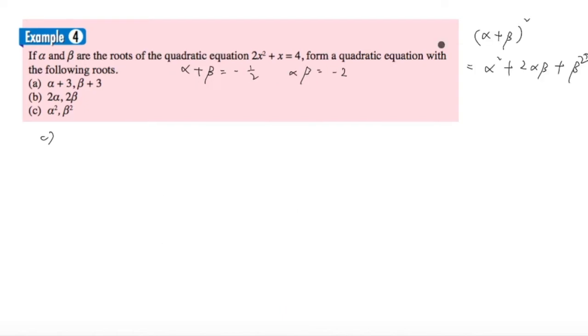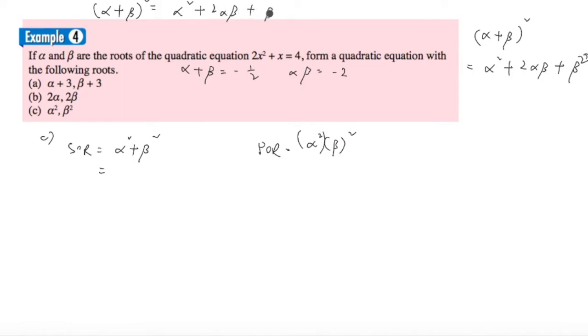This is for B. Now I want this only. Let's see. The sum of roots equals alpha square plus beta square, correct? The product of roots will be alpha square multiply beta square, these two multiply. So this one is applied here: alpha square plus beta square. Therefore, I only want alpha square and beta square, right? I make it one line: alpha plus beta square again is alpha square plus 2 alpha beta plus beta square.